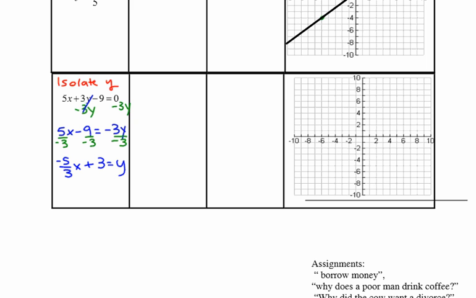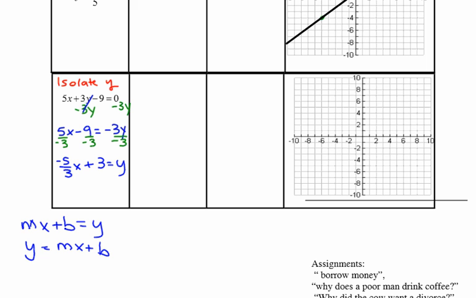So could you rewrite this if you want with the y on the left side? Yeah, it doesn't matter which side y is on in the equation. mx plus b equals y is the same thing as y equals mx plus b. It doesn't matter which side y is on the equal sign, it just has to be isolated.